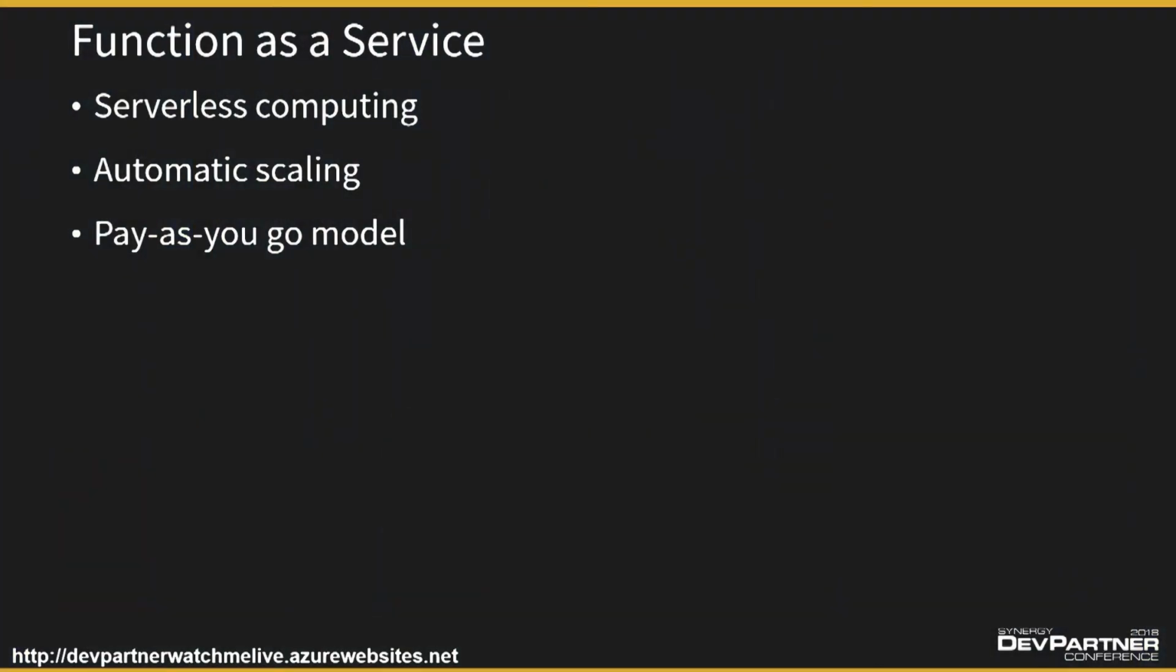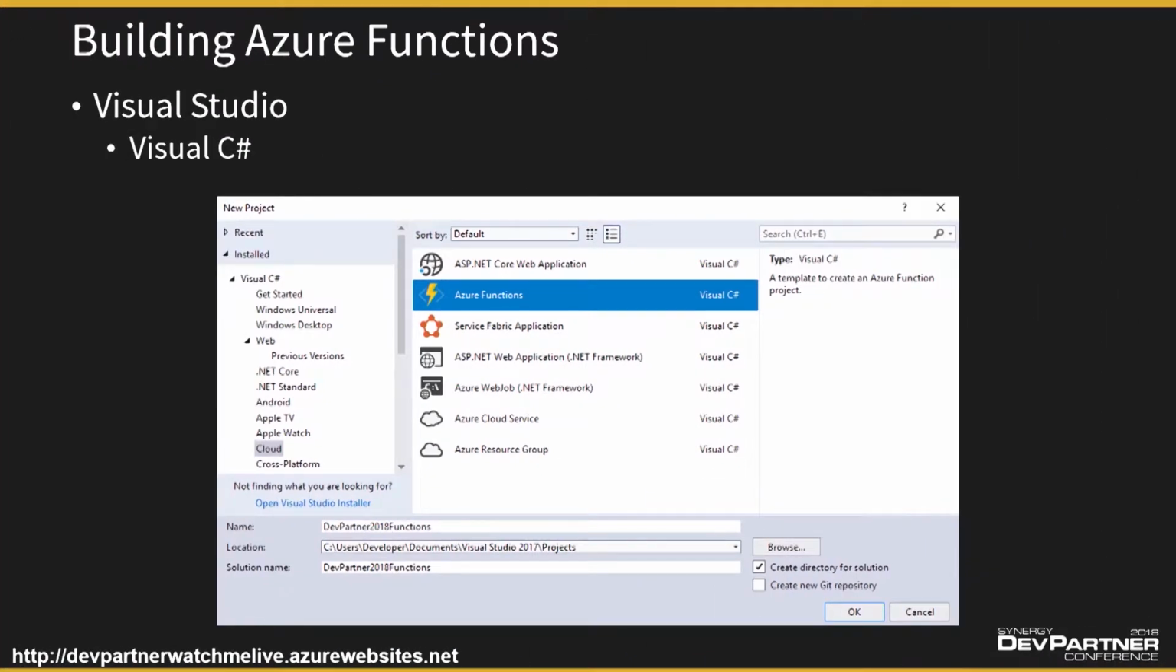FaaS allows you to connect your business logic and data when events happen. Now that event can be when a request for a resource is actioned or a timed trigger event happens. At this point your code runs and you pay for that execution time. And the amount of time it executes is the amount of money you'll pay. And this can be a very cost-effective way of doing cloud computing. So how do we go about building serverless functions with Azure? Guess what? It's dead easy and it's all in Visual Studio.